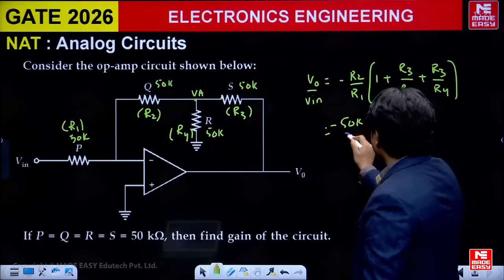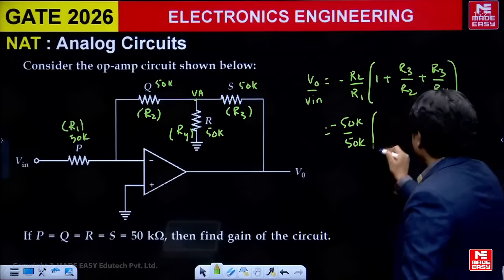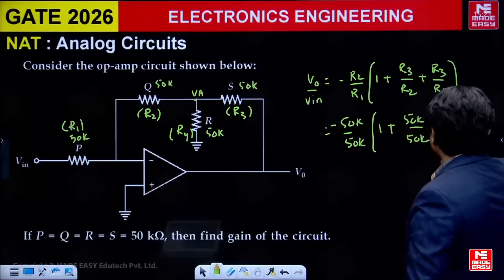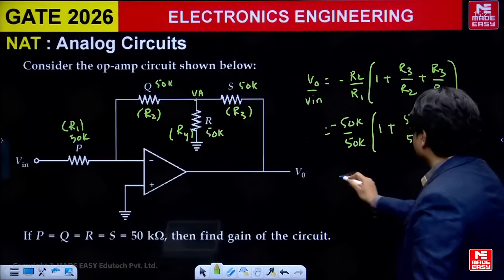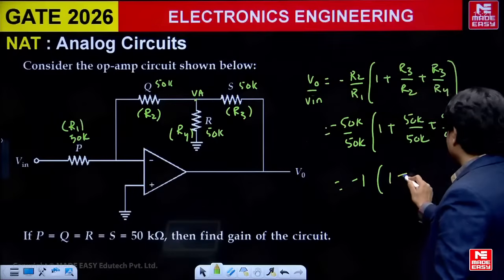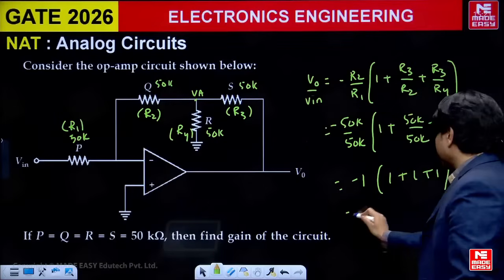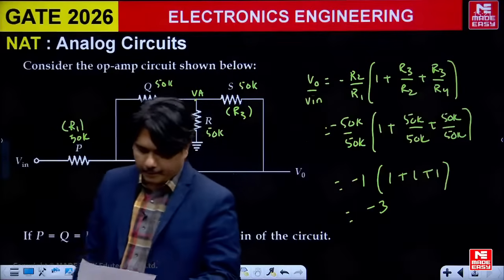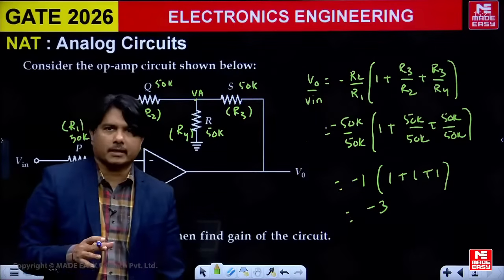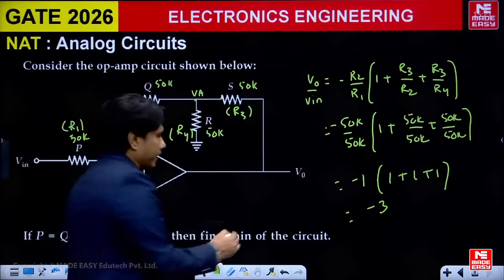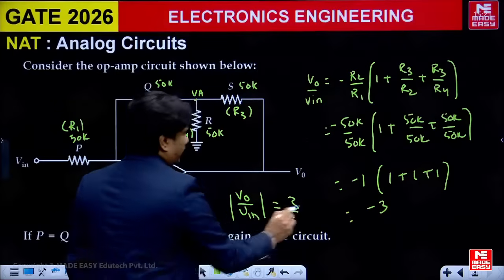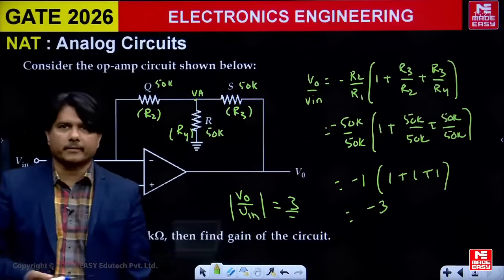50K by 50K, minus, into 1 plus 50K by 50K plus 50K by 50K. Everything they have given is the same resistor, so it is very easy in calculation. It is minus 1 into 1 plus 1 plus 1. So the answer will become minus 3. If in the exam they ask you for the modulus, the gain modulus will be 3 as the correct answer. If they do not ask for the modulus, the answer will be minus 3.